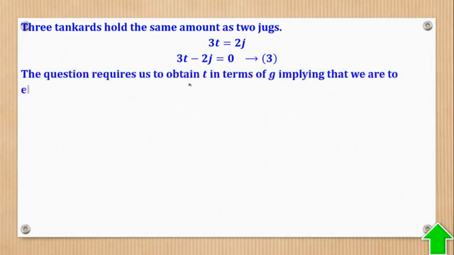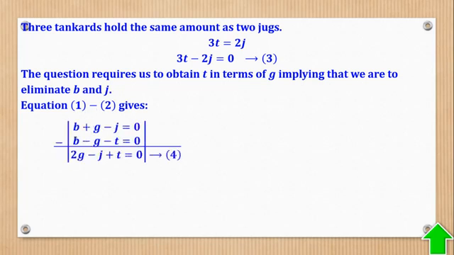The question requires us to obtain T in terms of G, implying that we are to eliminate B and J. So to eliminate B and J from equation 1 and 2, I'll need to subtract the two equations. When I subtract, first of all, this B will go away, and this will give me 2G. Then negative J is there. Then 0 minus T gives you positive T. So I've eliminated B, but J is still there. What should I do for J? So still I'll go to equation 3 and equation 4.